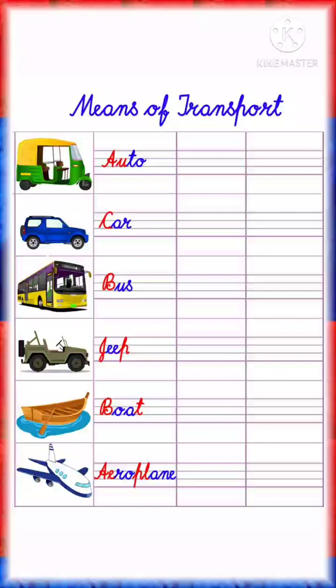Means of transport are the modes or vehicles by which people and goods move from one place to another place.